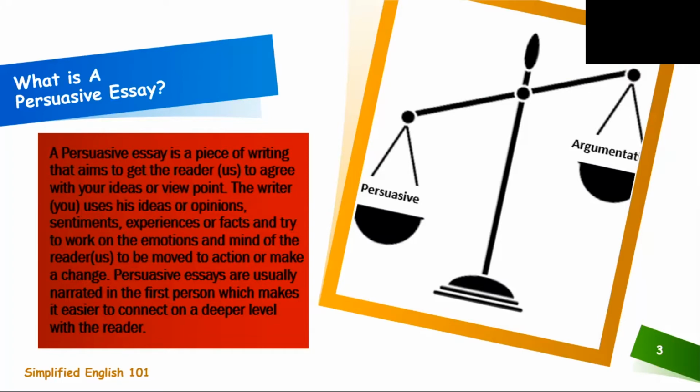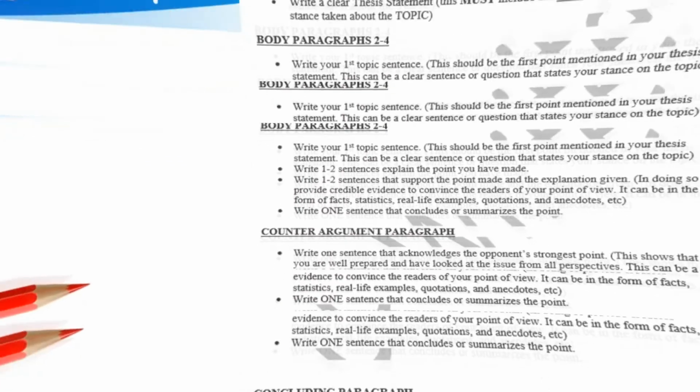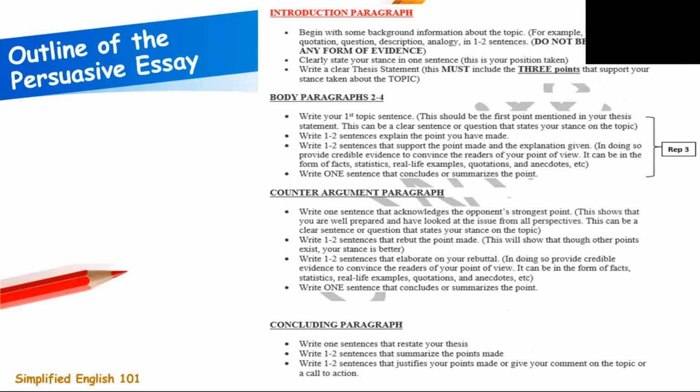Now, based on the persuasive techniques discussed in a previous video, it should be clear to you what persuasive appeals or techniques you would best use. The persuasive essay is also usually narrated in the first person voice, meaning you expect to see the pronoun I and other first person pronouns. This is because it makes it easier for the writer, which is you, to connect on a deeper level with us, the readers. Now, your persuasive essay has 6 paragraphs.